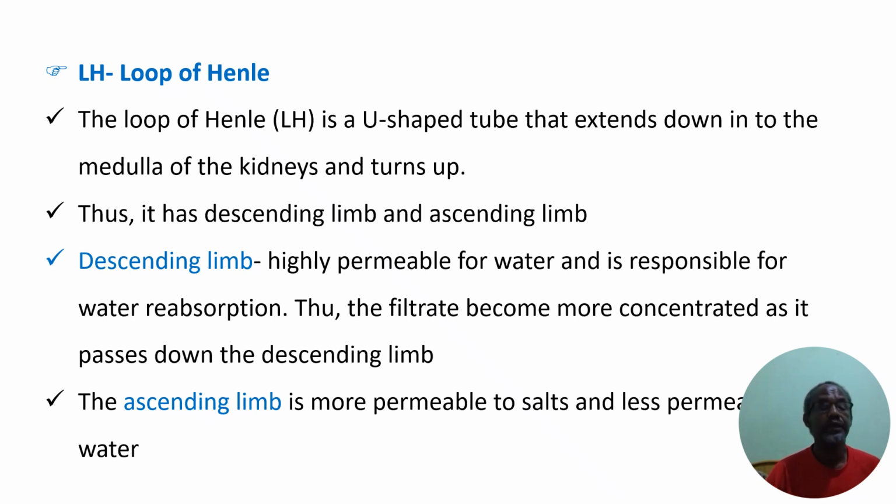The second part is the loop of Henle. The loop of Henle is a U-shaped tube that extends down into the medulla of the kidney and turns up. Of course, it has two parts. The part that moves materials down is known as the descending limb. The part that moves the glomerular filtrate up is known as the ascending limb. The descending limb is highly permeable to water. Therefore, it reabsorbs water again.